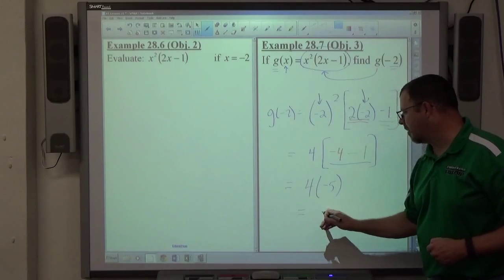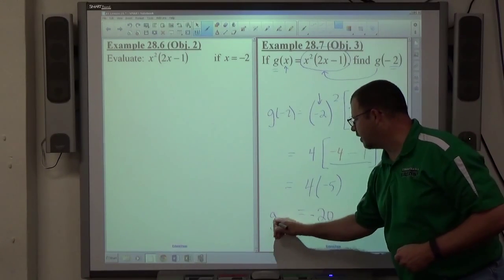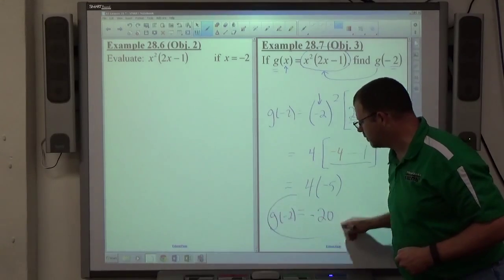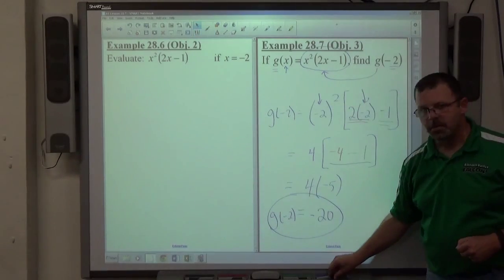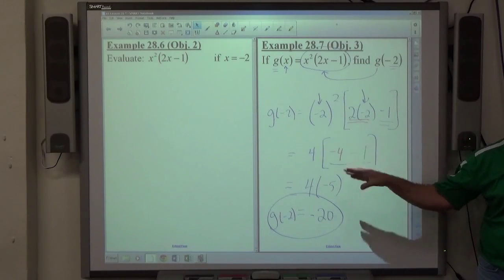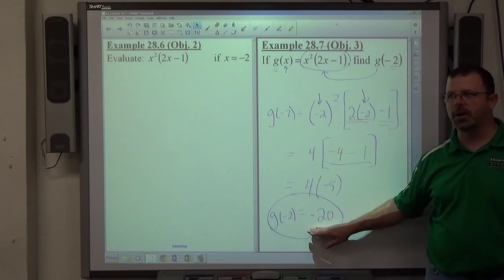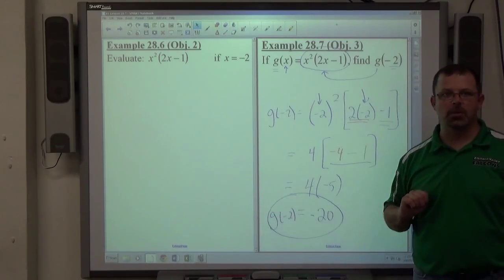And finally, I multiply 4 times 5 makes 20, opposite signs makes it a negative 20, and g of negative 2 equals that number. You're not doing anything to g of negative 2 except identifying it in your answer. It doesn't mean to do anything else. The final answer is negative 20. G of negative 2 happens to equal that.